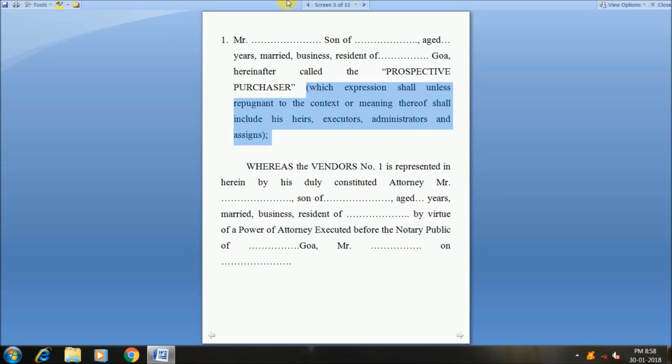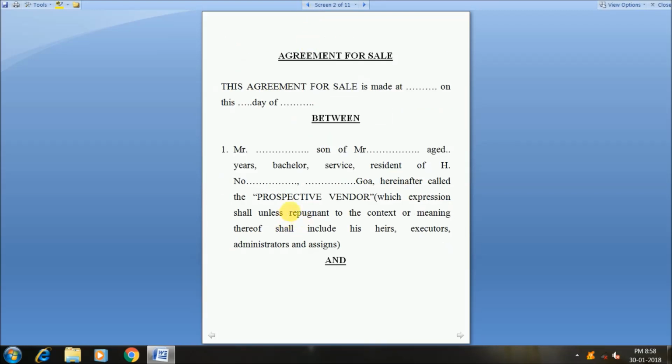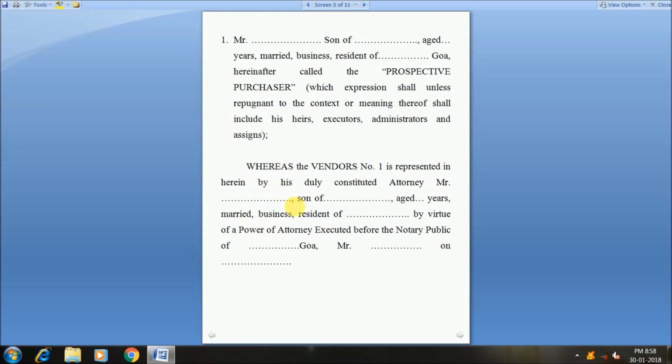Now proceeding further, in this specific agreement, the vendor number one was represented by his duly constituted power of attorney. So if any party is represented by their power of attorney, then it is required to be stated in this fashion. Instead of stating it here altogether, it can be stated in this fashion so that it becomes a little more convenient.